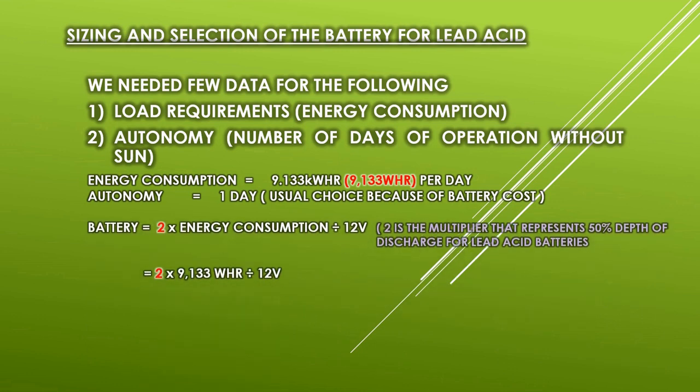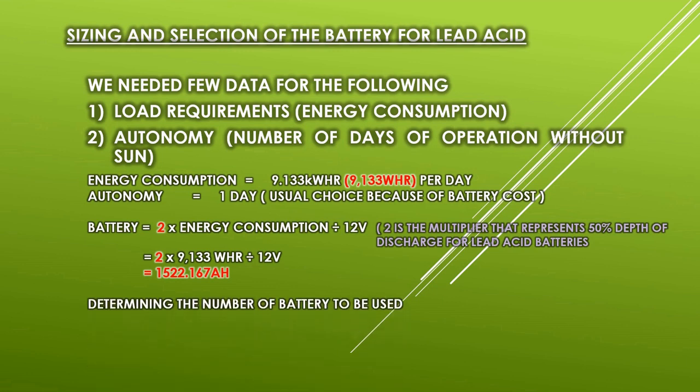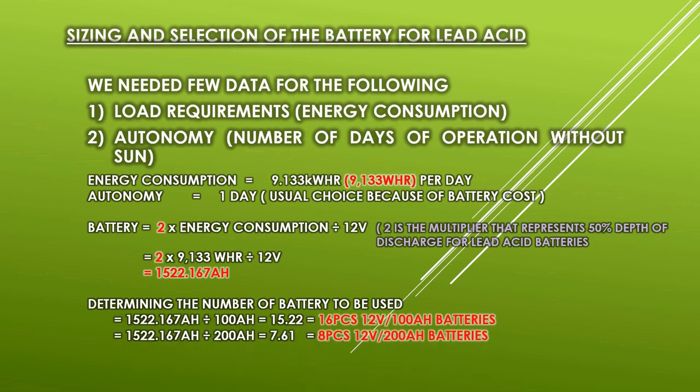Battery equals 2 x energy consumption divided by 12 V. 2 is the multiplier that represents 50% depth of discharge for lead acid batteries. Equals 2 x 9,133 Wh divided by 12 V equals 1,522.167 Ah.